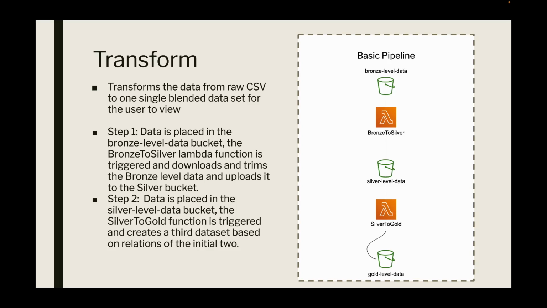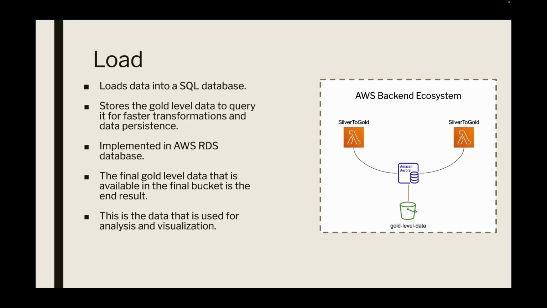Next, similar to the first function, the silver to gold Lambda function is triggered. In this function, we create a third data set based on relations and similarities that we found from the silver two sets. Finally, we load the gold data into the gold level data bucket. The data is also loaded into an Amazon Aurora database, but we don't do anything with that data, as will be explained in a bit.